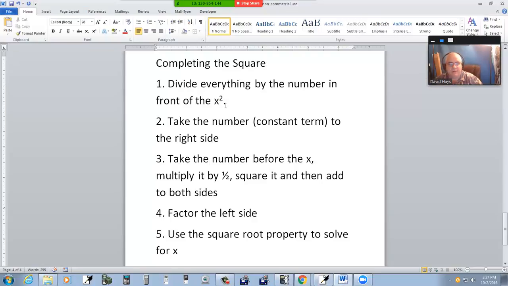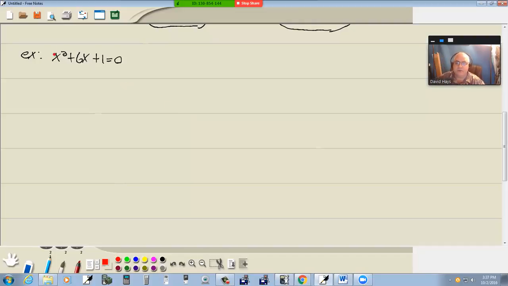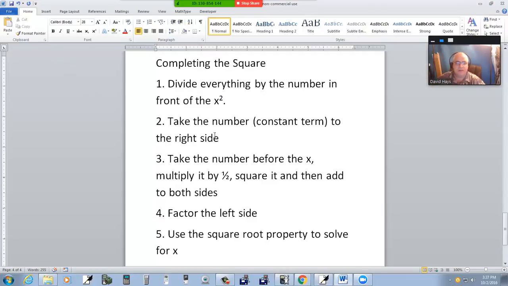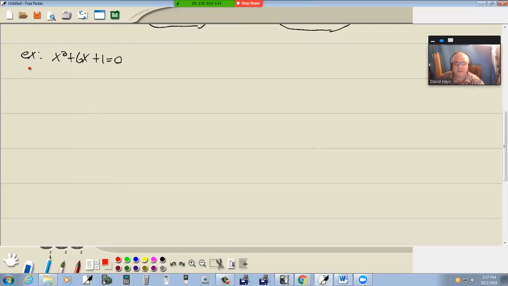Step 1, divide everything by the number in front of the x squared. There is no number in front of x squared. Step 2, take the constant term to the right side. So I'll take the 1 and move it over. So I got x squared plus 6x equals -1.